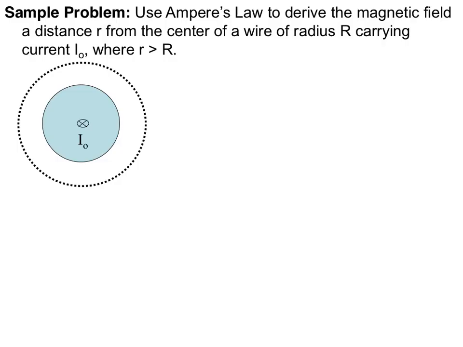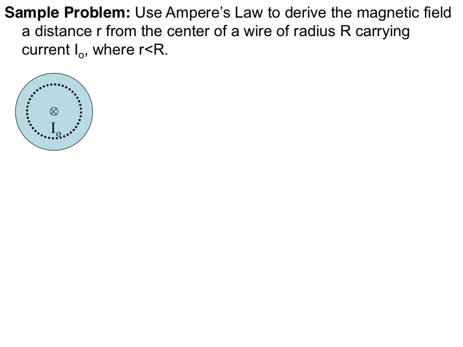Next scenario we're going to look at is one where we have a current carrying wire, and we're going to look at the current inside that wire. In fact, let's jump to this. We're going to use Ampere's law to derive the magnetic field at distance r from the center of a wire of radius R carrying current I naught, where r is less than R. So we are inside of this wire.